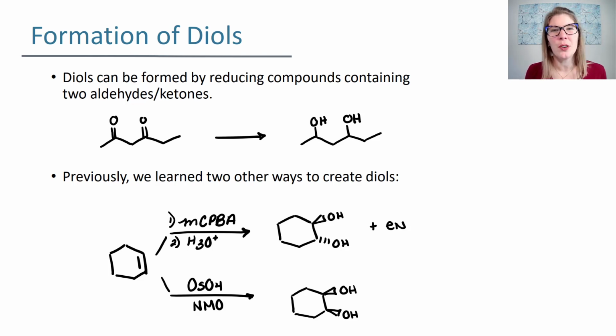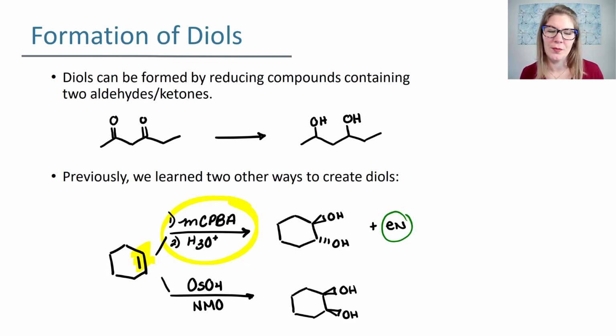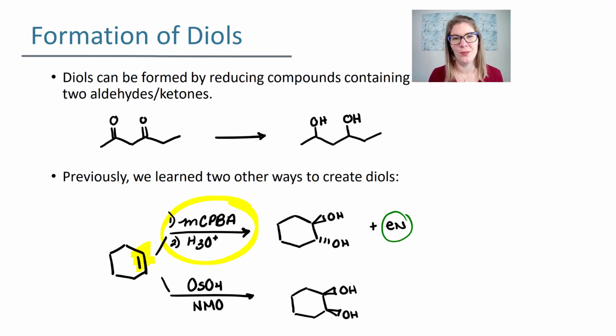We've also seen 2 other ways in a previous chapter where we created diols. One was when you started with an alkene and you used MCPBA. This gave you the anti-addition of OH, 2 OHs across the pi bond, and of course you were always watching out for enantiomers here, right? EN is your abbreviation for enantiomers. Whereas OsO4 and the co-oxidant NMO added 2 alcohols to the same face so that you got syn addition.